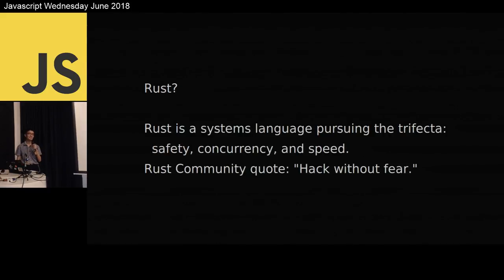And why Rust? Okay, this is a JavaScript workshop, so I won't talk much. Rust is a systems programming language. It's comparable with C and C++ in terms of being low level, but it focuses on safety, concurrency, and speed. They always say that Rust is hacking without fear, because there's something called the ownership model and lifetimes in Rust that doesn't let you have a data race, and you don't need garbage collection because of that.